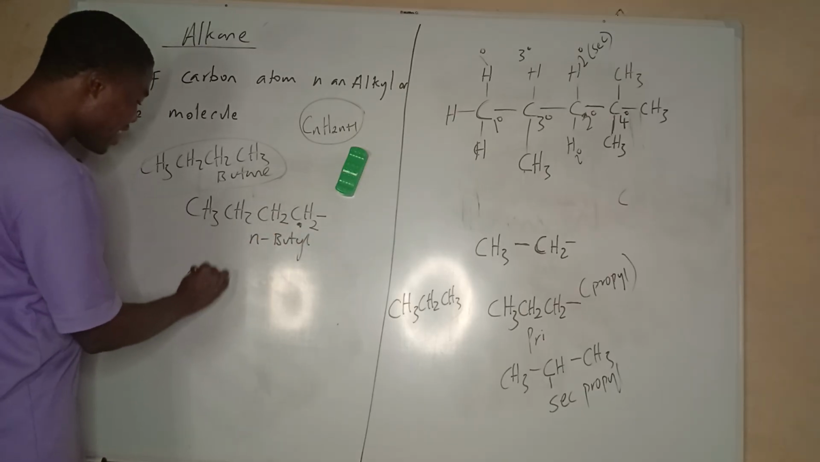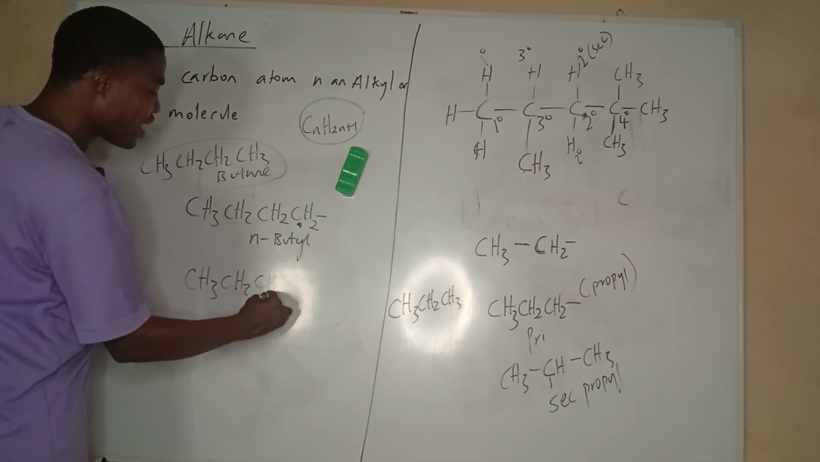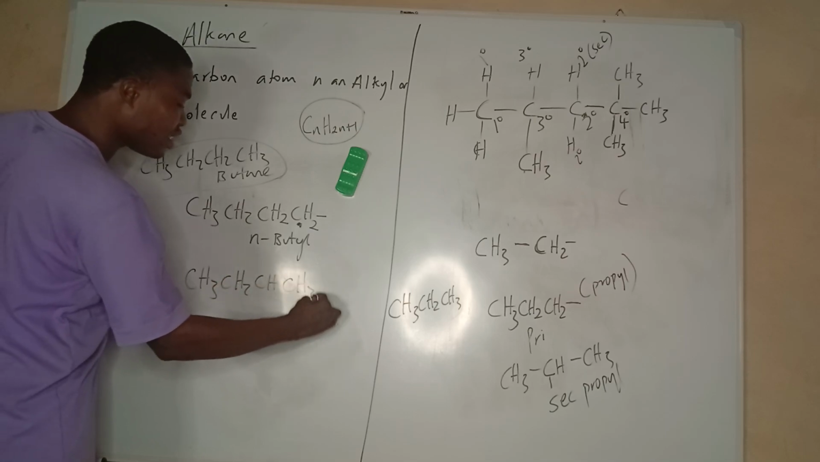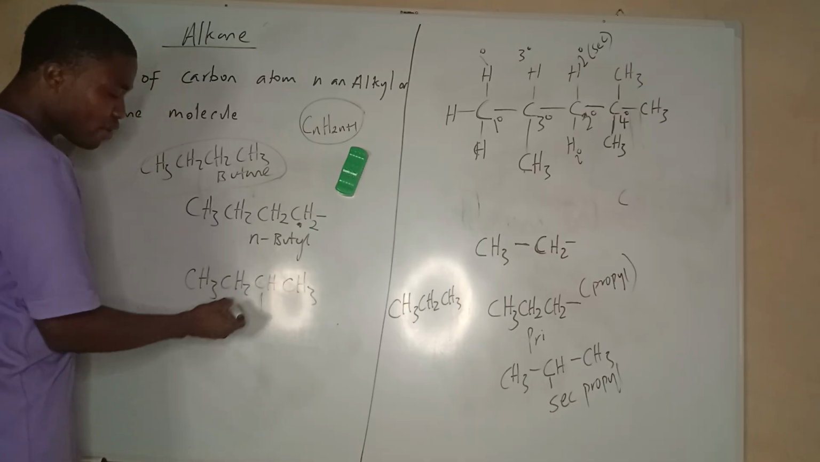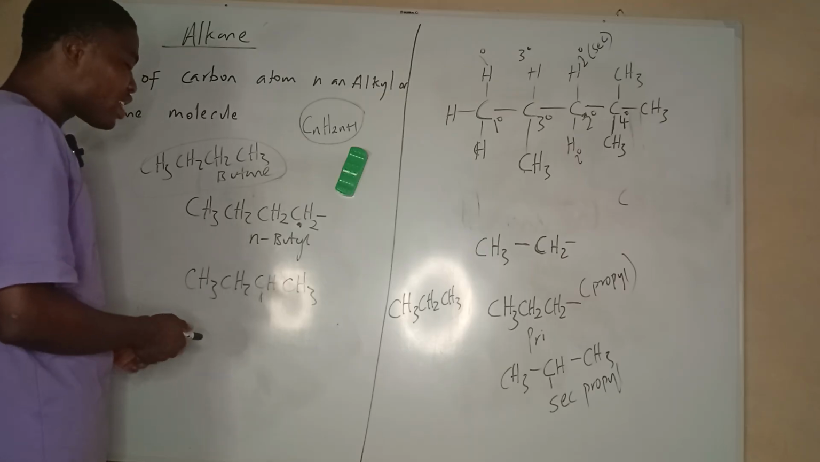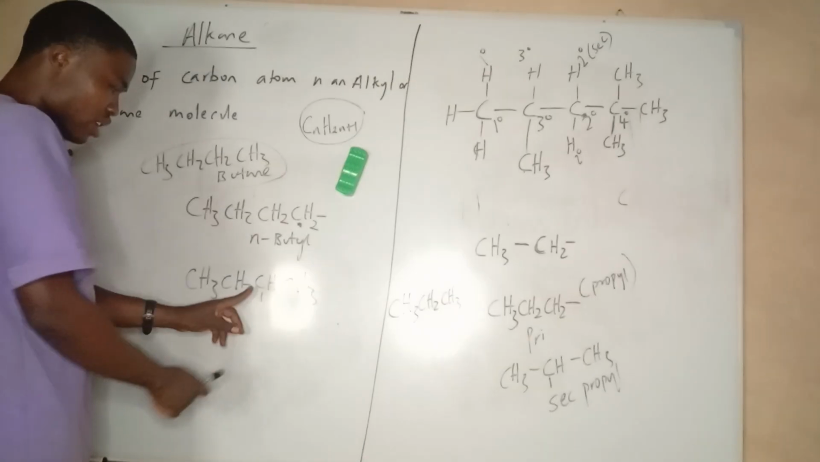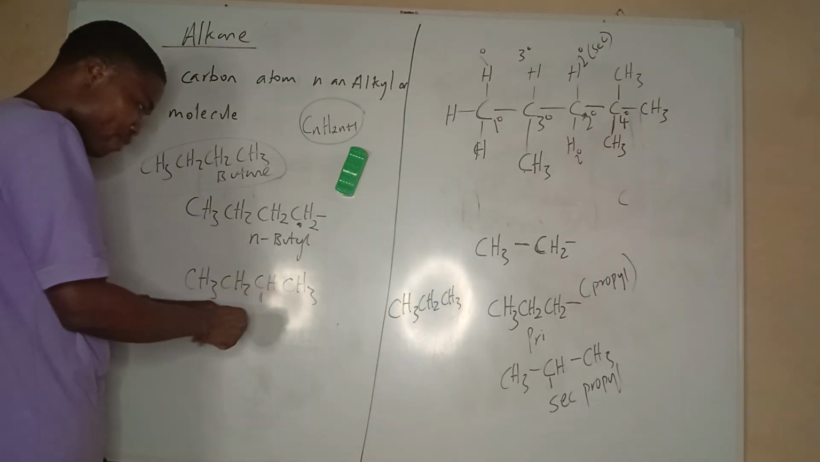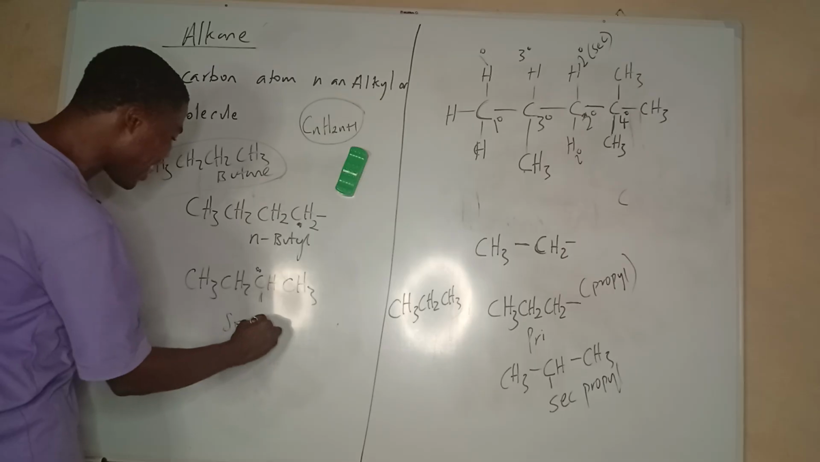Now, this is also butyl. But this time, the guy making it a butyl group is a secondary carbon. Why is it a secondary carbon? Because the carbon in question is bonded to 2 different carbons. So this makes it a sec butyl.